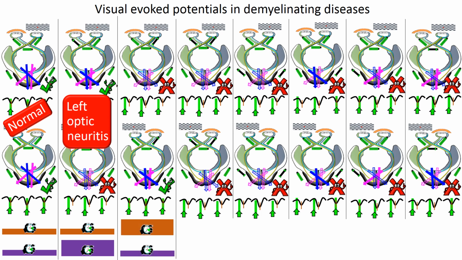The third situation is when the right sagittal is abnormal and the left sagittal P100 is normal. This is consistent with the right optic neuritis. From here on, we must consider parasagittal P100s to further distinguish the different entities.